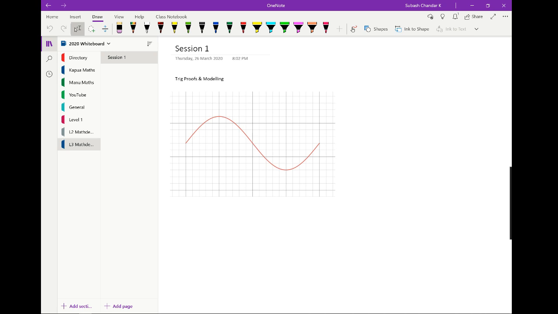So you guys, welcome to the level 3 version of Mathdemic. Today we're just going to be looking at trig proofs and modeling, because that's what some of these guys actually asked for. Again, I've not actually taught this standard since 2016. That's a long time ago, but I still remember a few things that I can pass on to you guys.